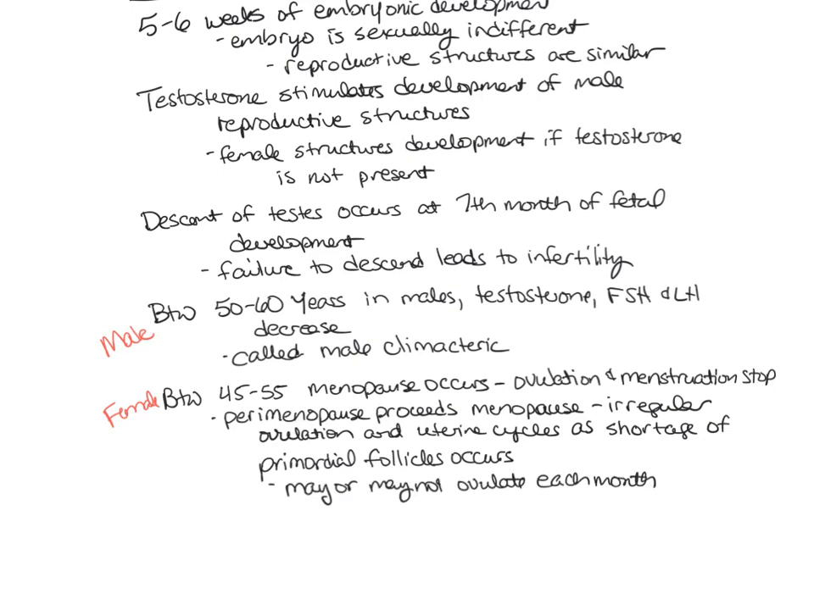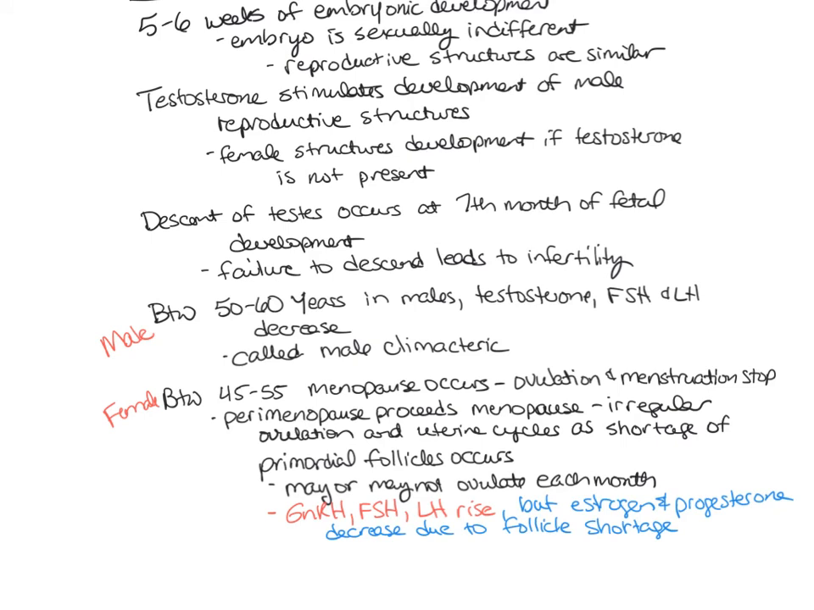Also during perimenopause, the production of gonadotropic releasing hormone, FSH, and LH all rise, but the circulating concentrations of estrogen and progesterone decrease due to the shortage of follicles. Premature menopause is defined as the depletion of primordial follicles occurring before the age of 40.